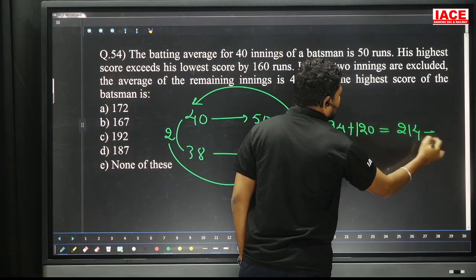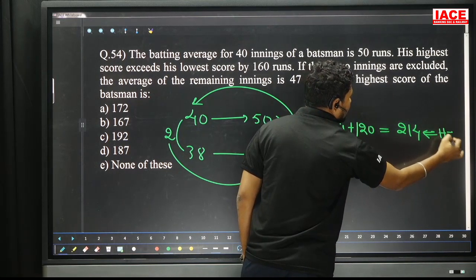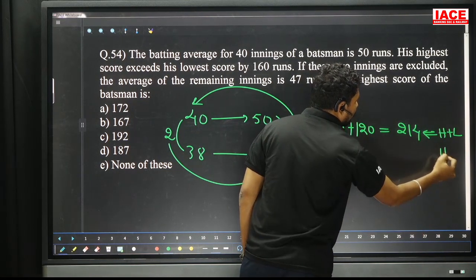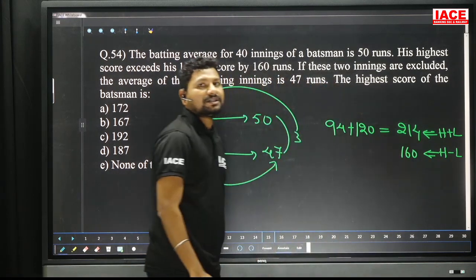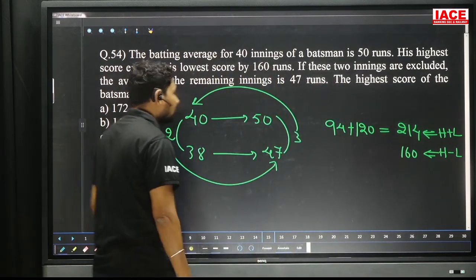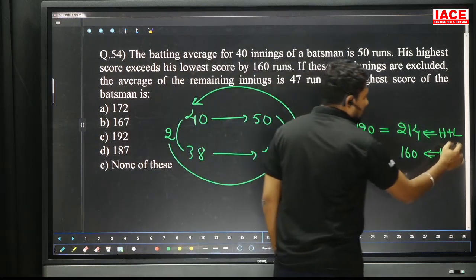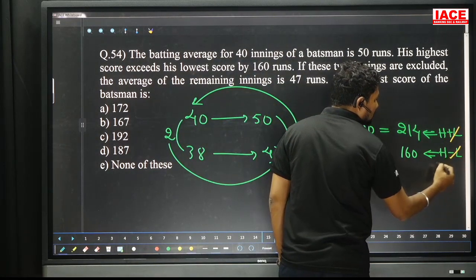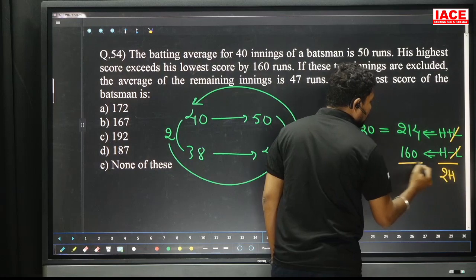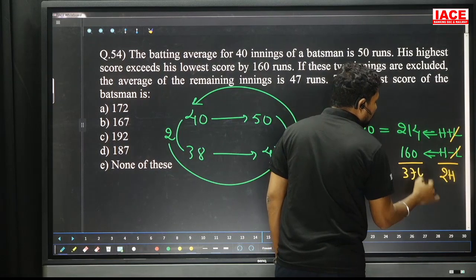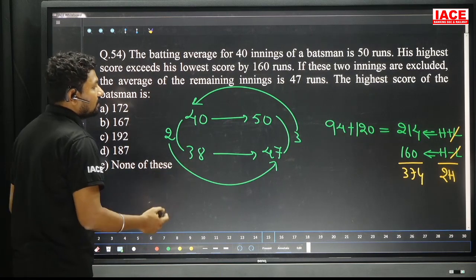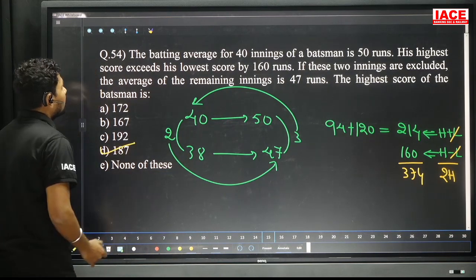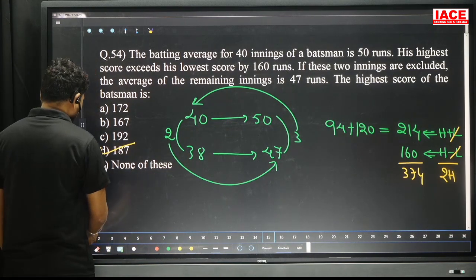This is equal to his highest and lowest score values. And we know that the difference between the highest and lowest score is 160, as per the question. When we add these two equations, we'll get an answer. So look here, the minus L plus L will be cancelled. H plus H is 2H, which is equal to 374. 2H is equal to 374, so what is the value of H? Half of 374 is 187. Option D here. Let's move to the next question.